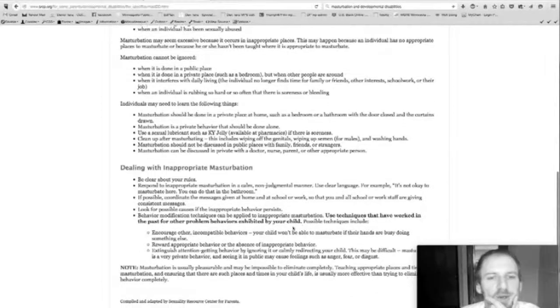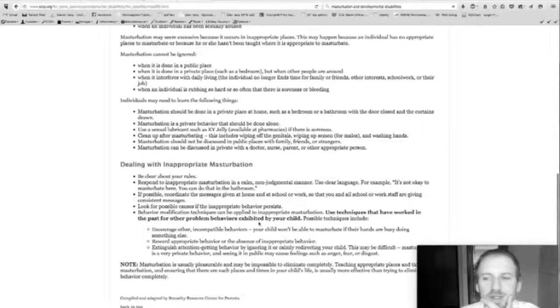Dealing with inappropriate masturbation. Is this an issue? Anybody that you know? Be clear about your rules. Respond to inappropriate masturbation in a calm, non-judgmental manner. Use clear language. For example, it's not okay to masturbate here. You can do that in the bathroom. If possible, coordinate the message given at home and at school or work so that you and all school or work staff are giving consistent messages.